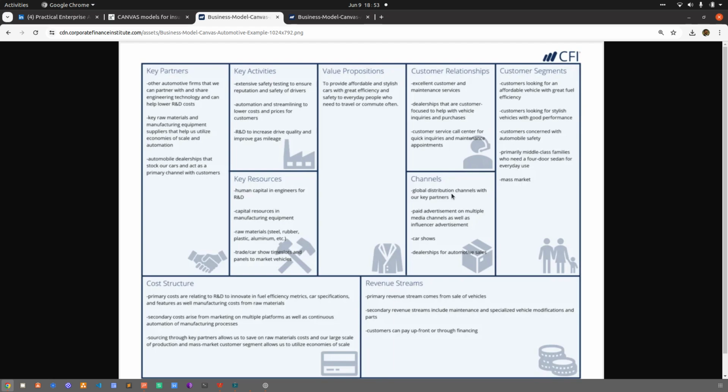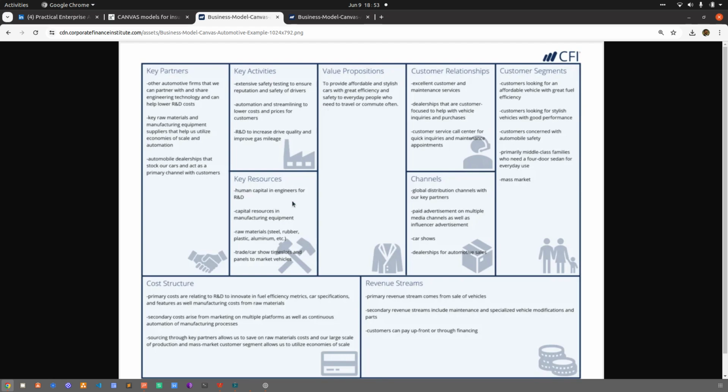And the channels are global distribution channels with our partners. So basically it looks like this is an organization in a traditional role where people go to dealerships, and then they do advertisements and car shows as well, and then they essentially do a lot of customer service and maintenance through dealerships, focus on vehicle, and provide call center support to call people up. They provide affordable cars, stylish, and which are safe. So that's their value proposition.